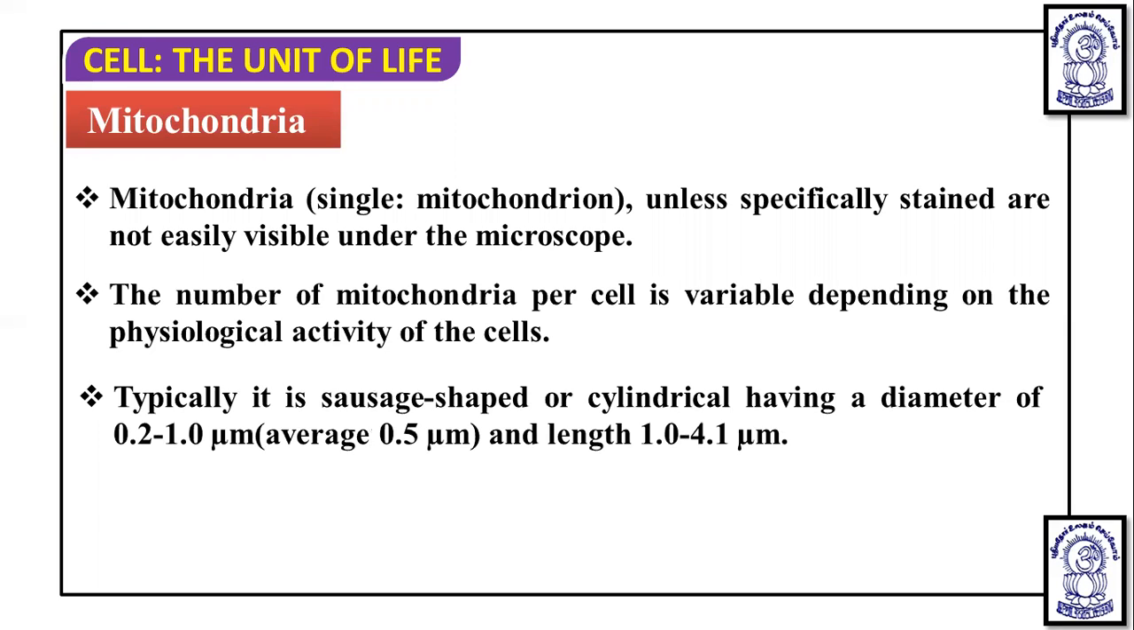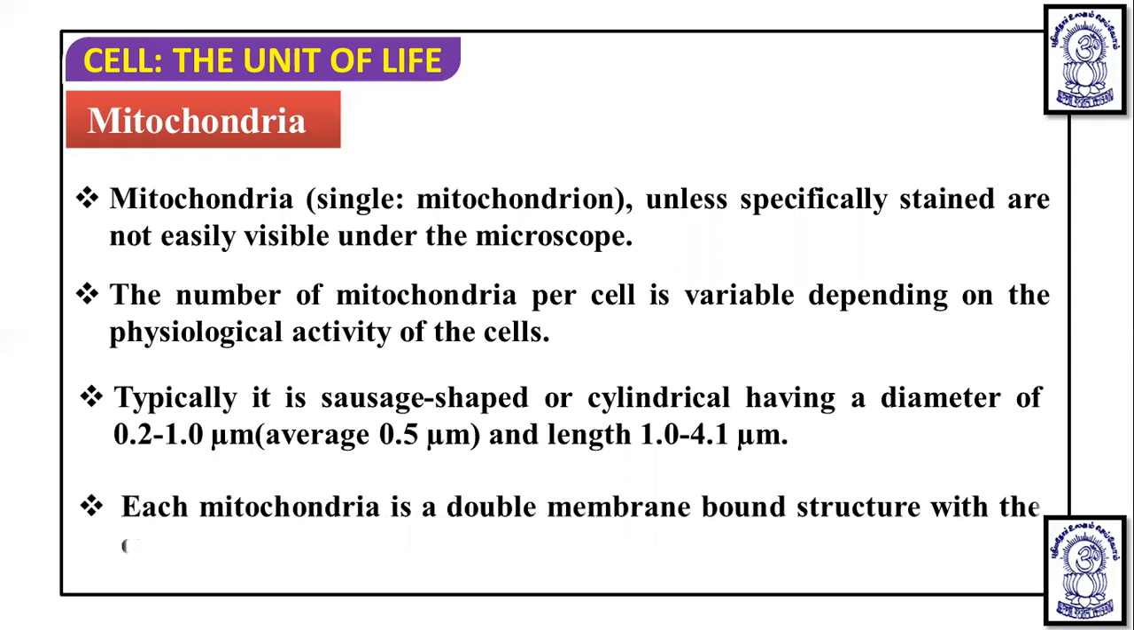Mitochondria is considered the powerhouse of the cell. Why is it considered the powerhouse of the cell? Because it is synthesizing ATP. So if the physiological activity of a cell is high, then there is a need for more ATP, so the number of mitochondria will be more per cell. But if the physiological activity is less, then there is less need of ATP. At that time you will see that the number of mitochondria is less in that particular cell.